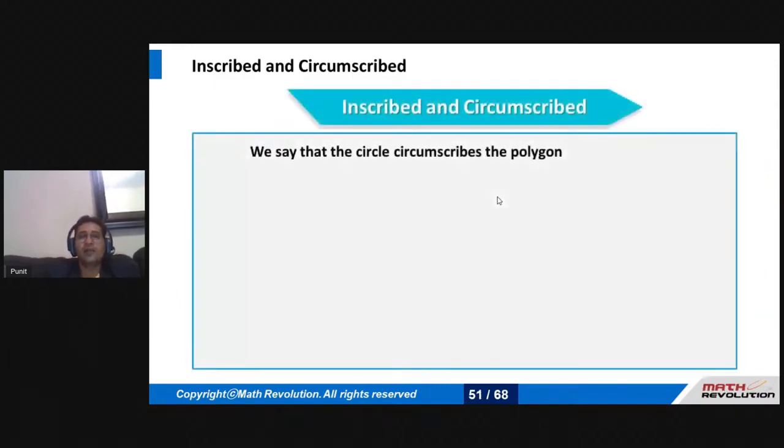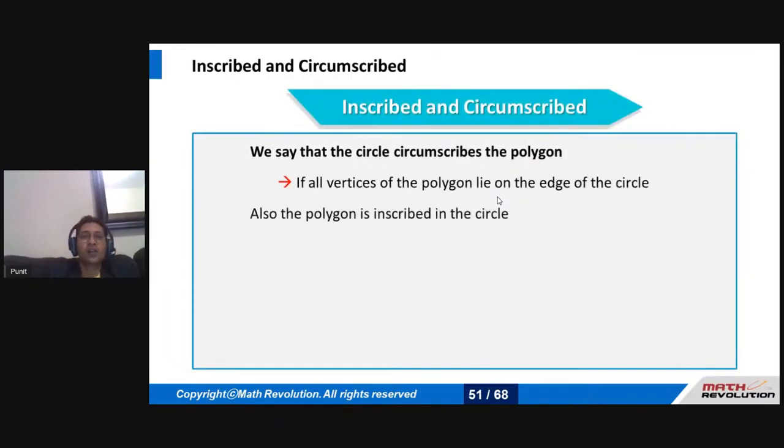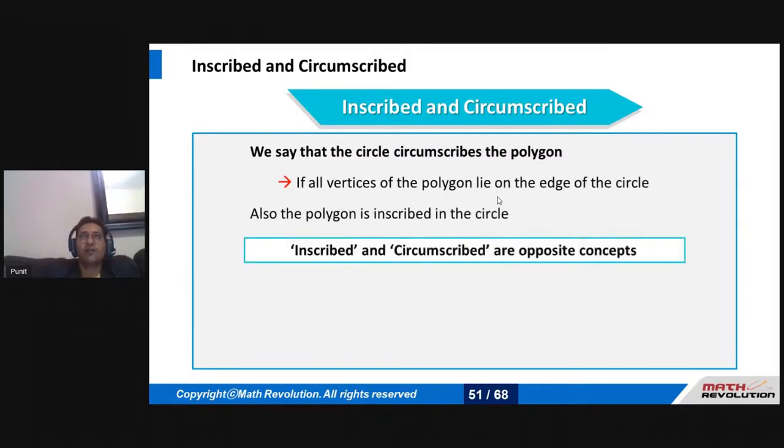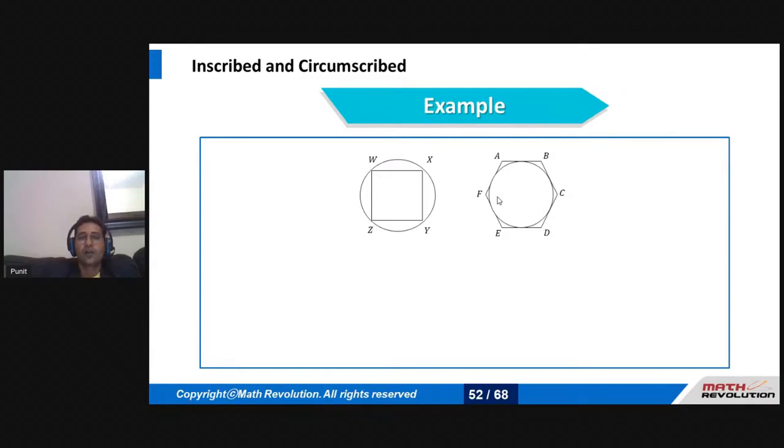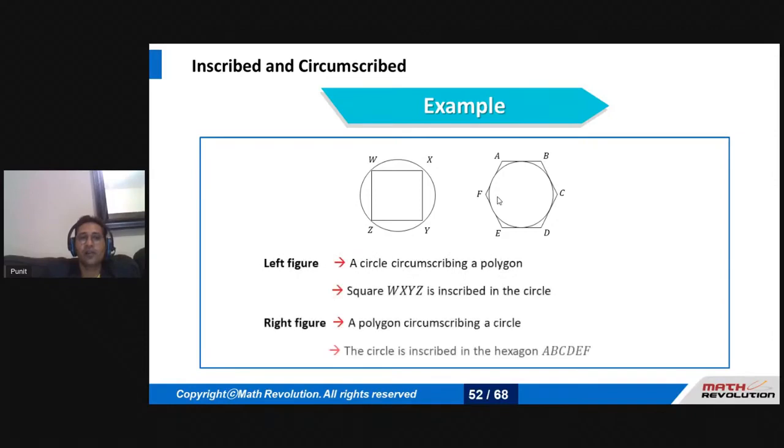Let's talk about inscribed and circumscribed. We say that a circle circumscribes a polygon, maybe a triangle or a quadrilateral, if the vertices of the polygon lie on the edge of the circle. Inscribed and circumscribed are always opposite concepts. A polygon circumscribes a circle if all of its sides are tangent. Let's look at a diagram to understand how inscribed and circumscribed work.